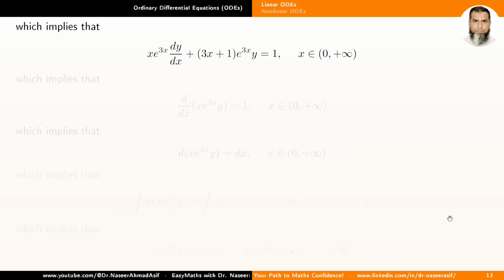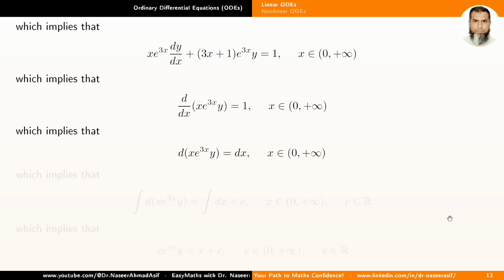So we have x exponential 3x dy by dx plus (3x plus 1) into exponential 3x into y is equal to 1, where x belongs to 0 to plus infinity, open interval. Well, this can be expressed as d by dx of x exponential 3x into y is equal to 1, where x belongs to 0 to plus infinity, open interval. So we have d of x exponential 3x into y is equal to dx, where x belongs to 0 to plus infinity, open interval.